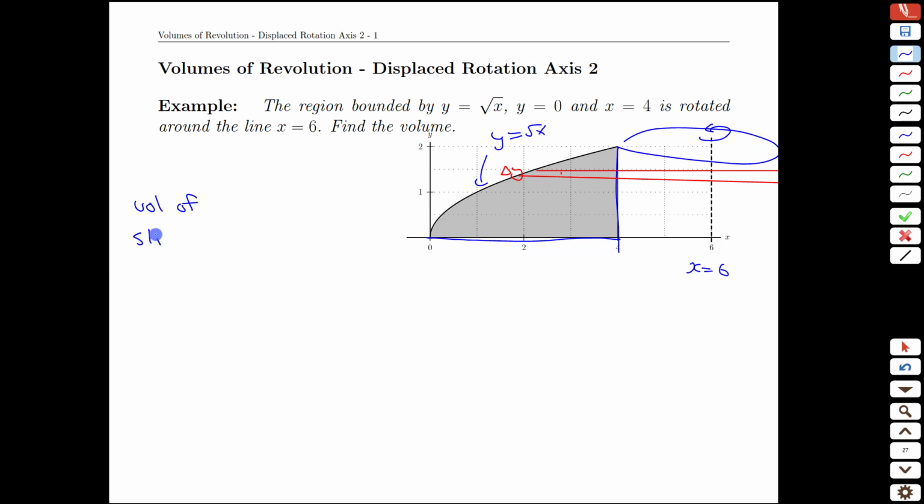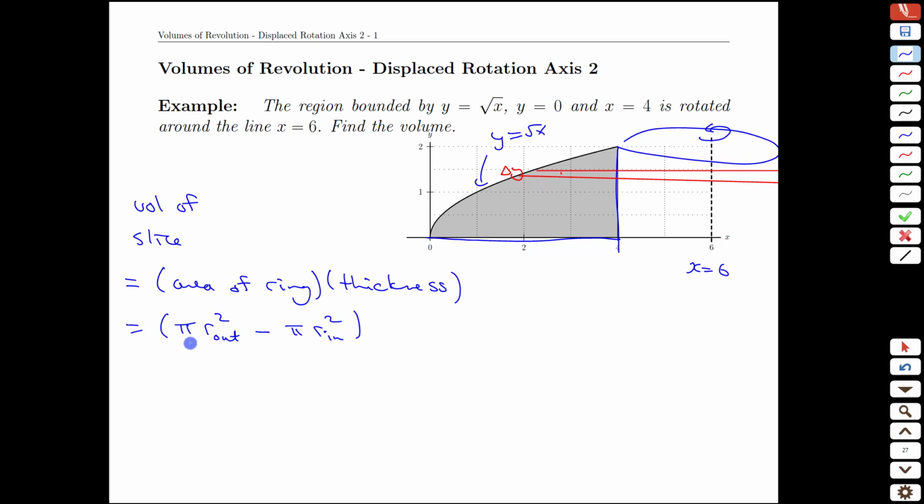So the volume of a slice is going to equal the area of a ring times the thickness. The thickness we already know is going to be a small element of y. What we're going to need for the ring area, though, is an outer radius and an inner radius, where we take the area of the outer circle generated by spinning this all the way around, and we subtract the area of the inner circle, which is the hole, and that's pi r, the inner radius squared. Thickness, again, is just delta y.